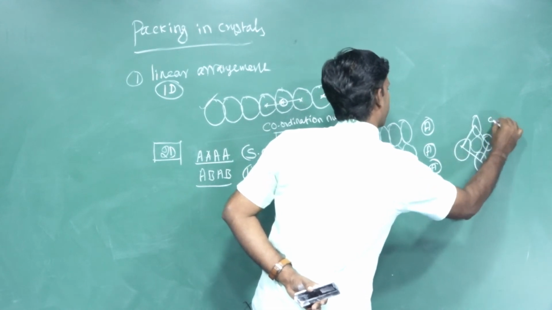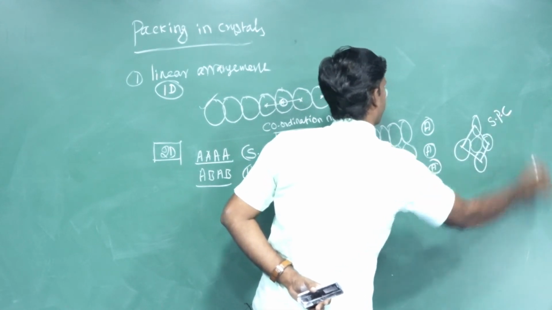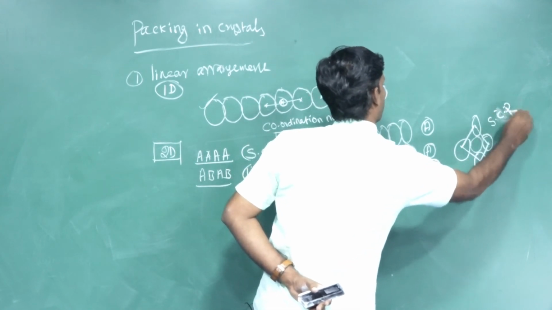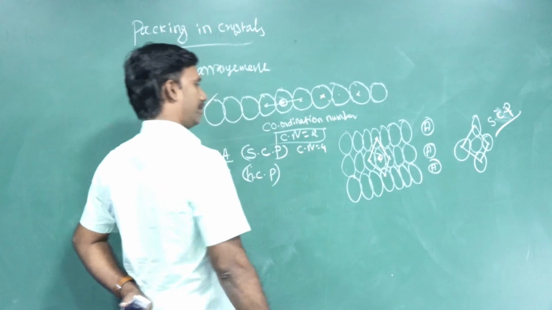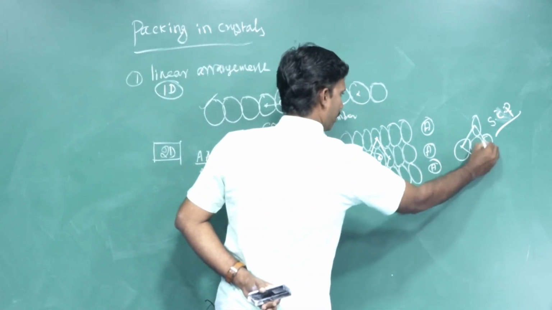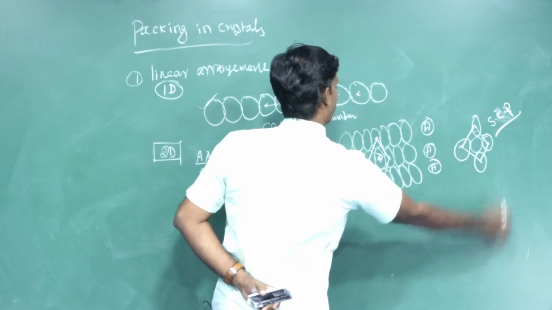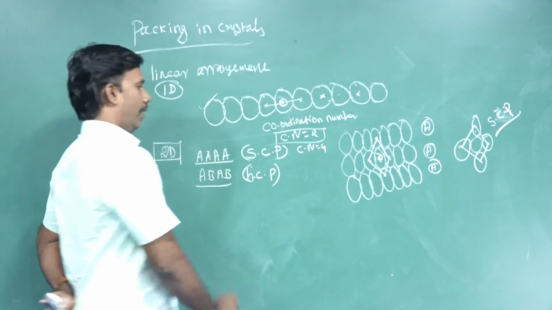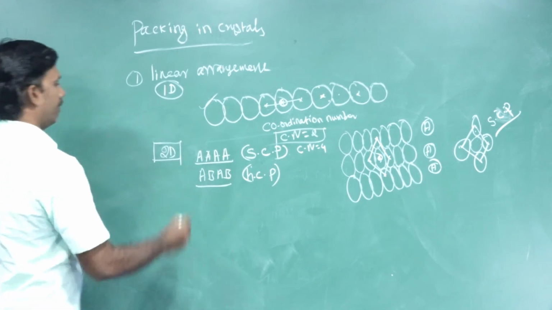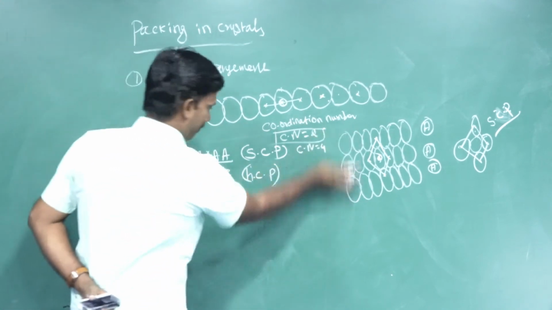That's why it is called SCP, square close packing. What is the coordination number? Coordination number 4, because this sphere is directly attached to 4 others. Then we can see the A. This is called the AA type.